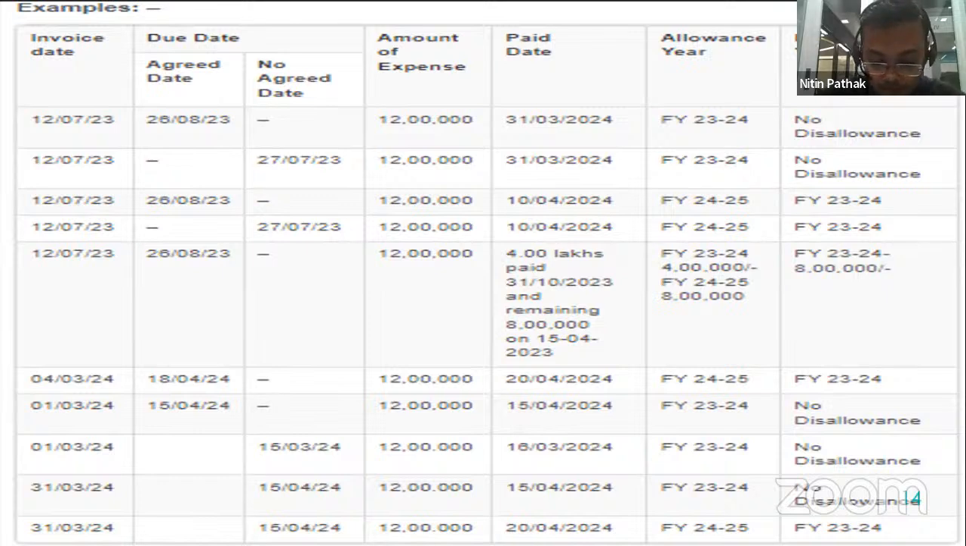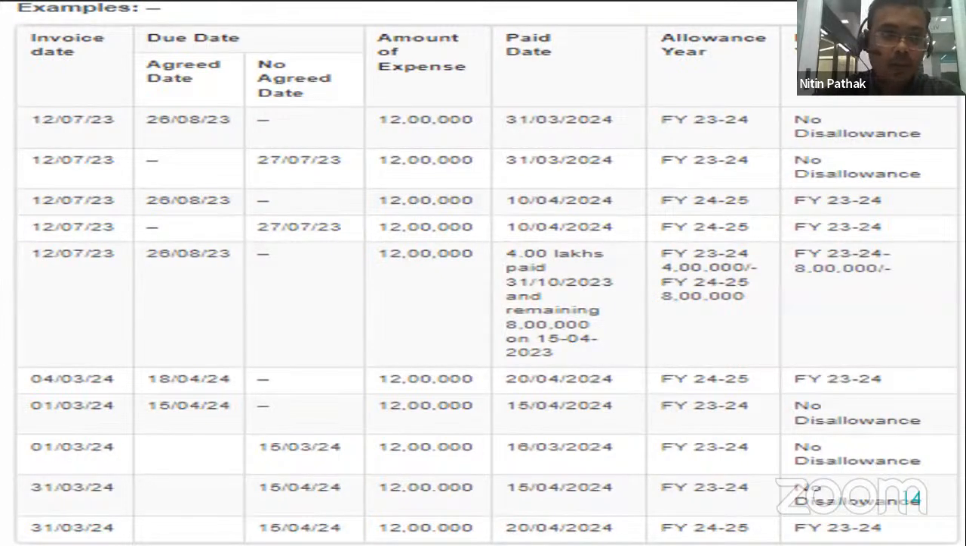Means if the payment is made within the time limit as per agreement or before the end of the financial year, then the same is allowable in the same financial year, and there is no disallowance of the expenditure. Second example: if there is no agreement, and the invoice mentions the due date as 15 days from the date of invoice, and the payment date is 31st March, then the same is allowable in the same financial year 23-24. There is no disallowance.